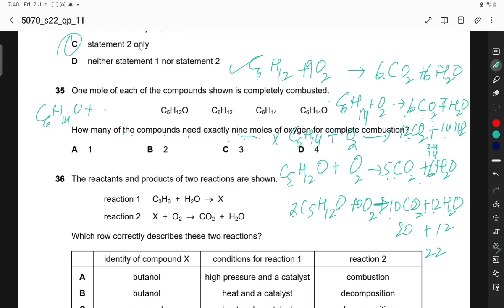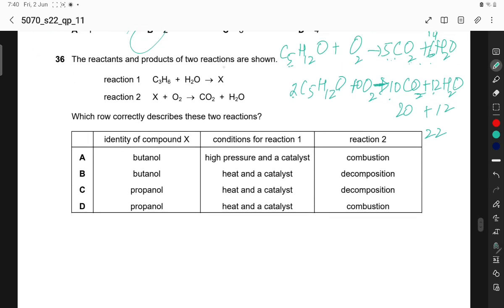C6H14O plus O2 gives carbon dioxide plus water. 7 and 6, 12 and 7, 19. So 9 moles, 9 gives 18 and 1 gives 19. So this option is correct.